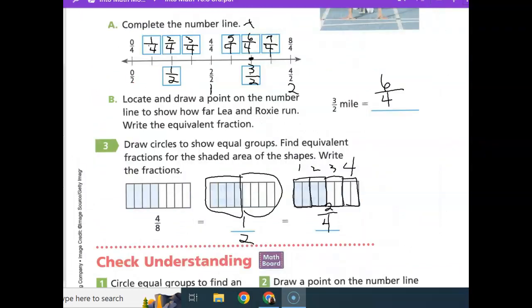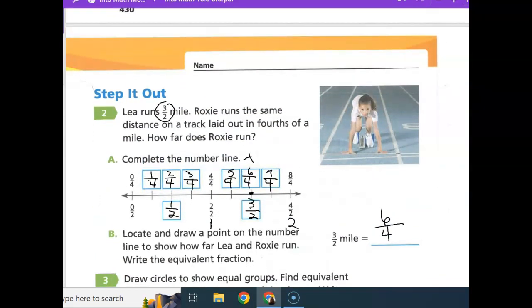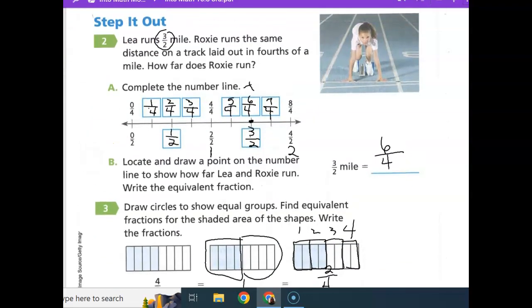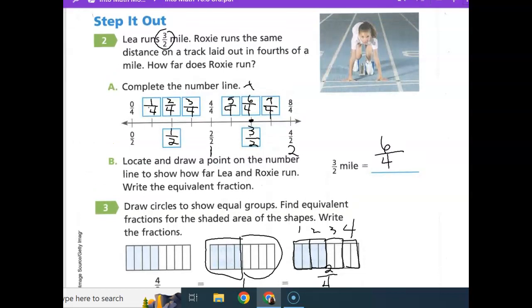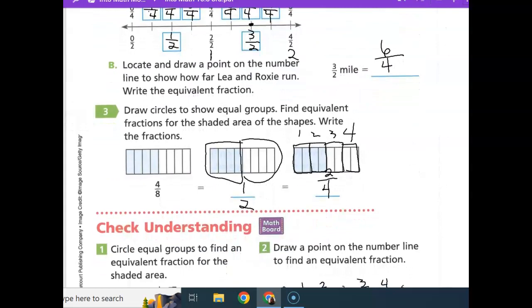Okay, so sorry, I had a little trouble with my recording. So the top we're going to divide into fourths, and the bottom we're going to divide into halves, and we can see that 3/2 is here, and that matches up with 6/4 from above. So 3/2 miles is equal to 6/4 mile.